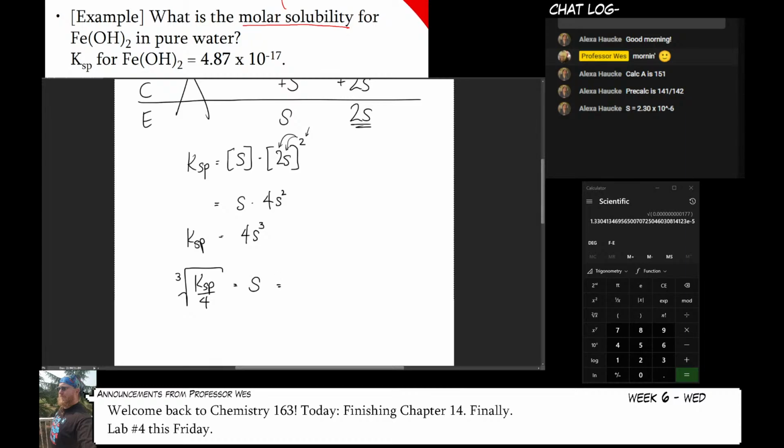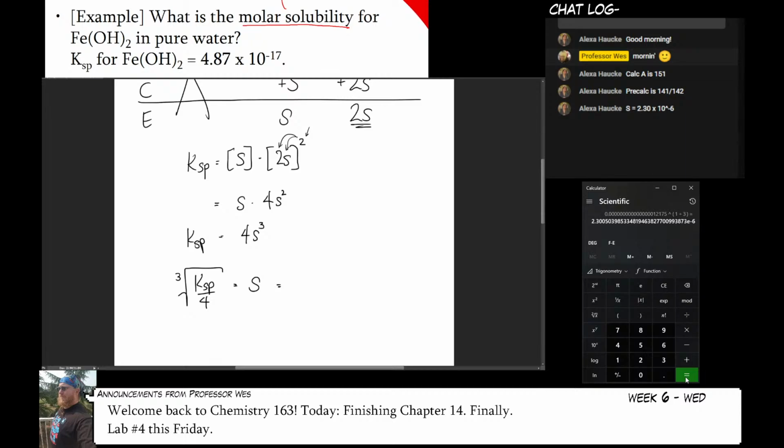Now, how the heck do you do that on your calculator? Not everybody has a cubed root button. And we're going to have like 4th root buttons and stuff like that. And so the way that you do this is, first let's compute everything that's in the parentheses. So KSP was 4.87 times 10 to the minus 17. We're going to divide by 4. And then we're going to go to the power of 1 divided by whatever root we're going to do. So in this case, we're doing a cubed root. So we're going to raise it to the power of 1/3. And then we'll hit enter.